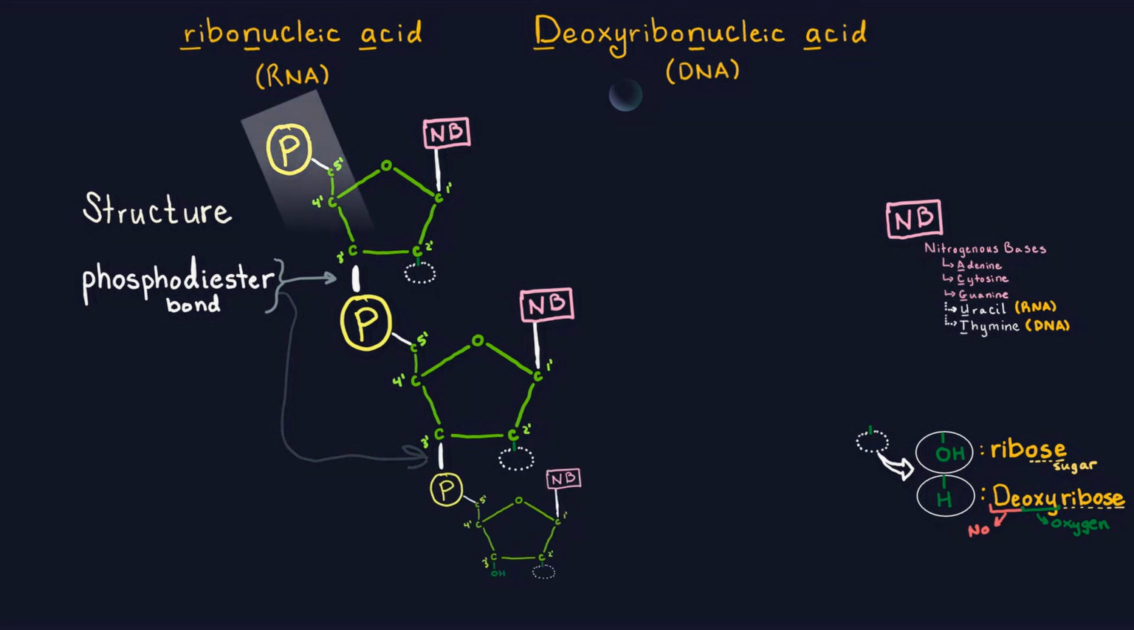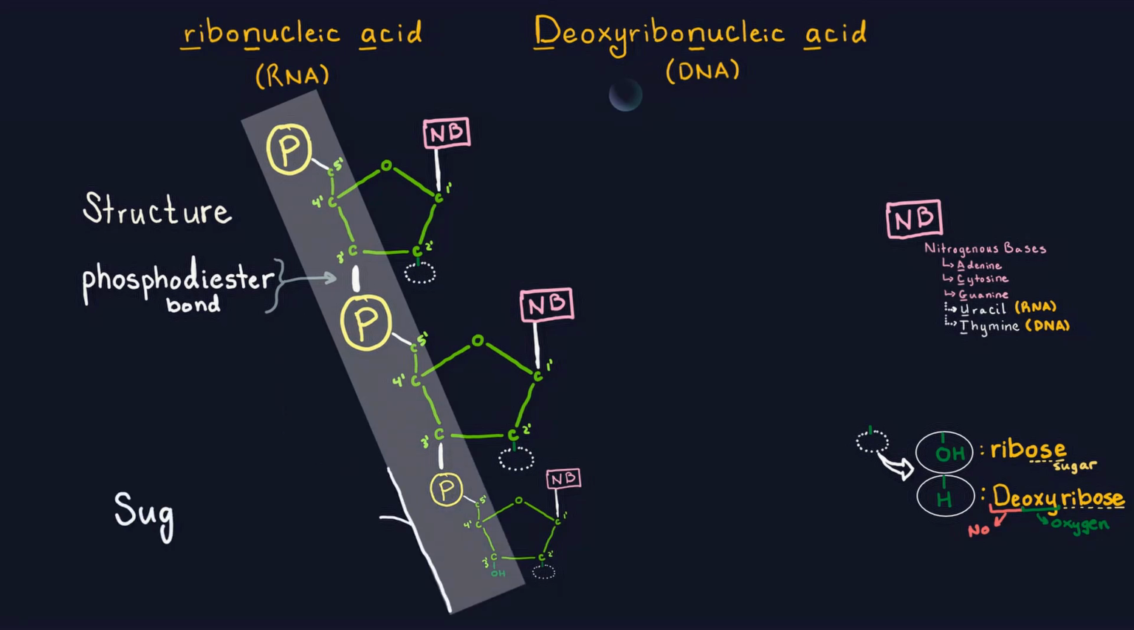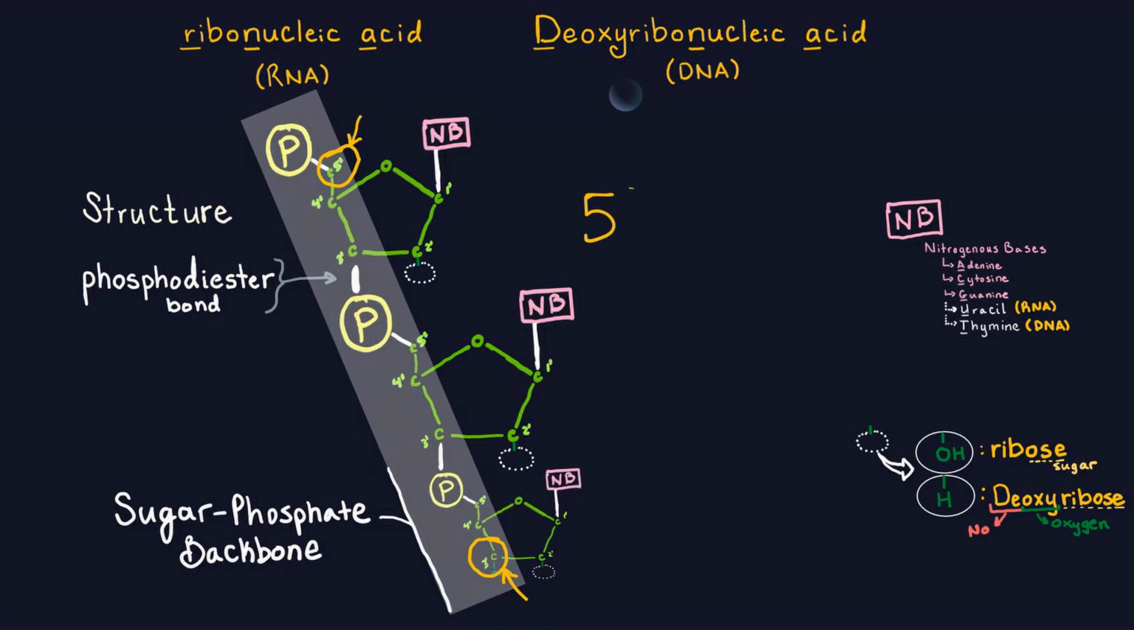We call this chain of phosphate groups bound to sugars the sugar-phosphate backbone, because it's the backbone of the nucleic acid polymer, and it is made up of sugars and phosphates bound together. And as you can see, when we look at this nucleic acid, at the top we see the 5' carbon, and at the bottom we see the 3' carbon. And this is the direction in which we read DNA and RNA, from 5' to 3'.